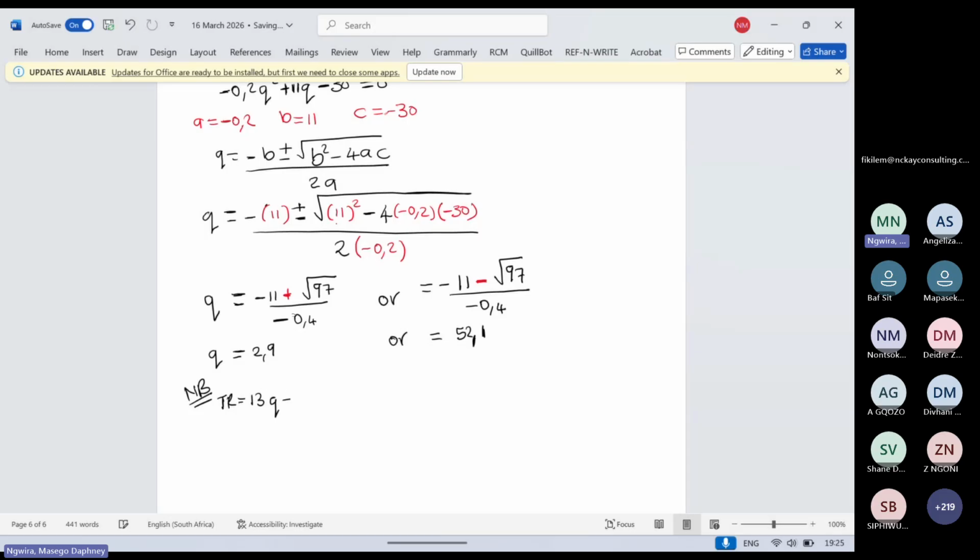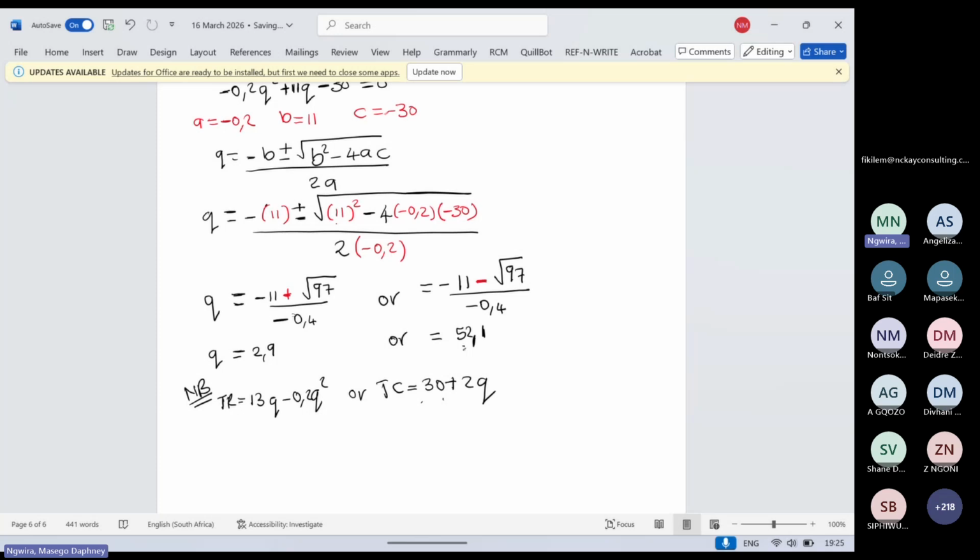13Q minus 0.2Q squared, or this one, or TC. Just that in your study guide, they don't calculate it further, but yes, total revenue or total cost. So we have two graphs. You must look for 2.9 with this one, 2.9 with this one, 52.1 with this one. So for total revenue you're going to have two answers, and for total cost you're going to have two answers.